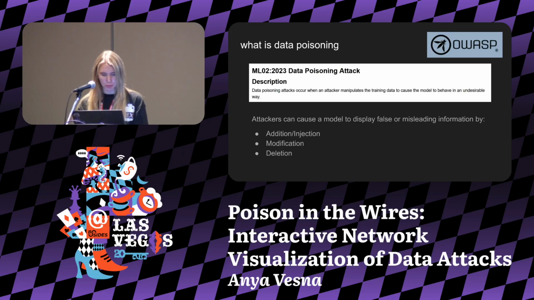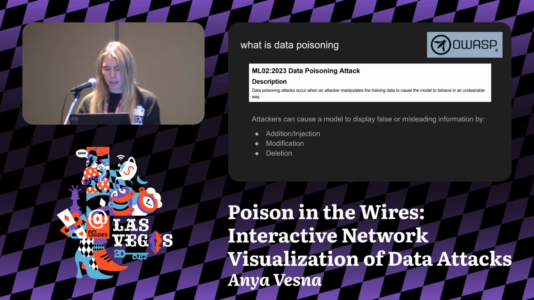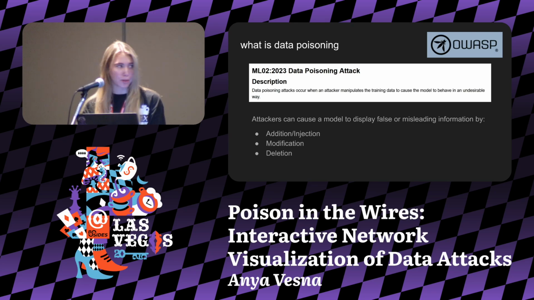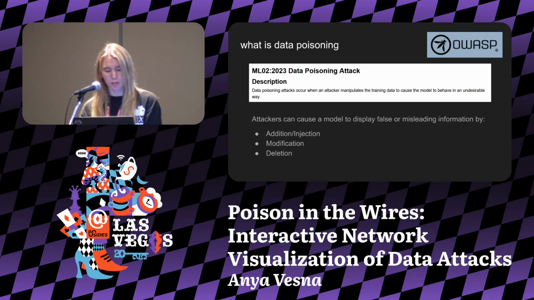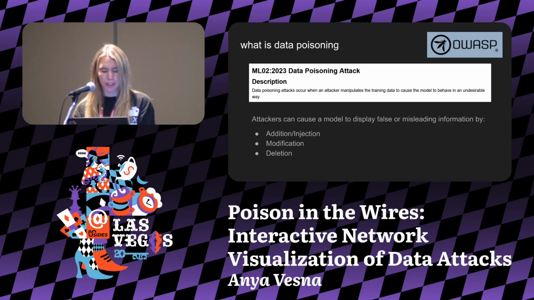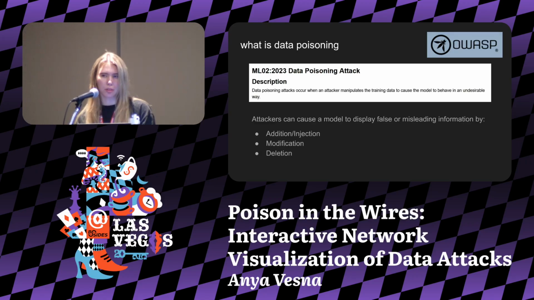But first, what is data poisoning and how does that relate? Data poisoning is a pretty well-known machine learning vulnerability as defined by OWASP. Data poisoning is an attack that occurs when an attacker manipulates training data to cause the machine learning model to behave in an undesirable way. Data poisoning occurs through three methods: addition, modification, or deletion of data. Interestingly, addition can also mean the injection of data, but injection attacks, as we know, do not always mean adding data. So it can also mean to delete or to modify.